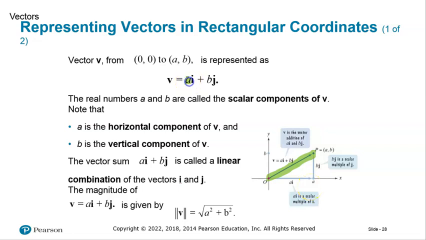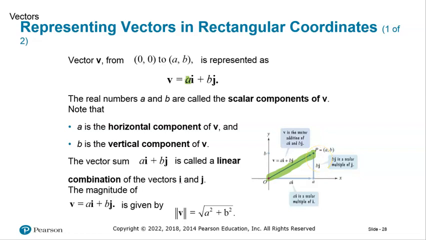So A is like a scalar. It's just the length times this unit vector along here. Whereas BJ, okay, J is the unit vector along the y-axis, which is 1 unit long. And if we multiply that times the scalar B, it's going to be the length we need.